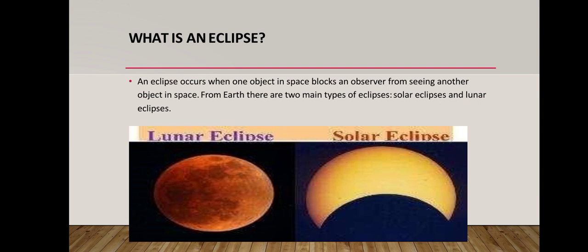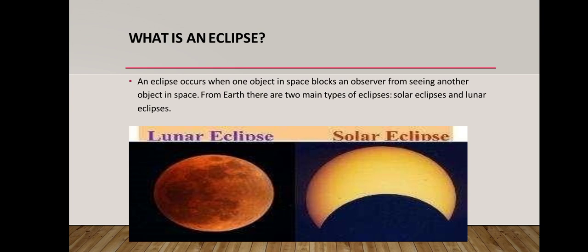This is Noor and today the topic is eclipses, or the main types of eclipses, that are lunar eclipse and solar eclipse. So firstly we are going to discuss the definition of an eclipse, that is, what is an eclipse. Basically, an eclipse occurs when one object in space blocks an observer from seeing another object in space.